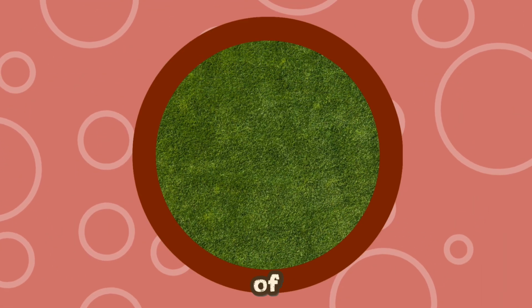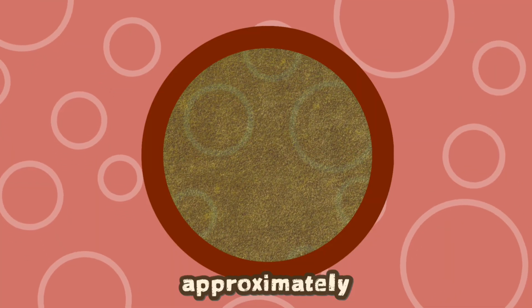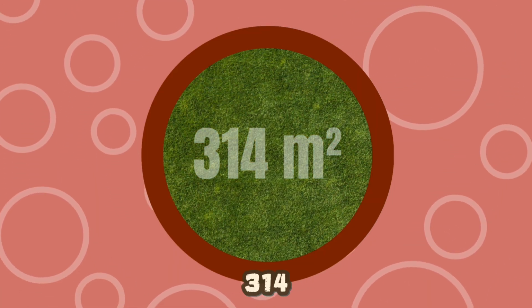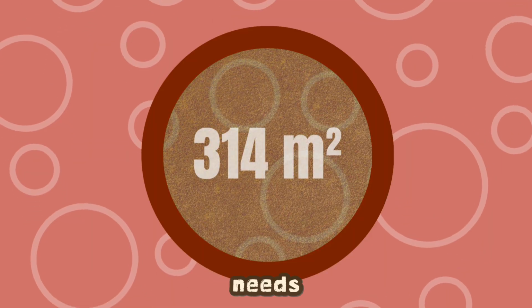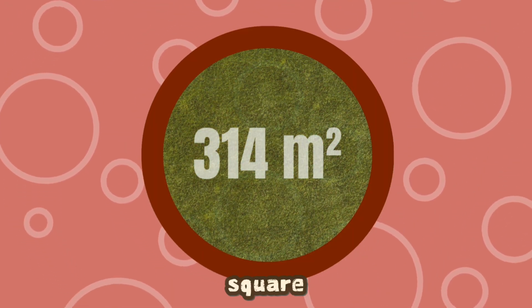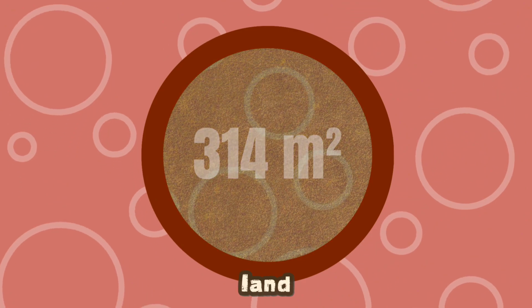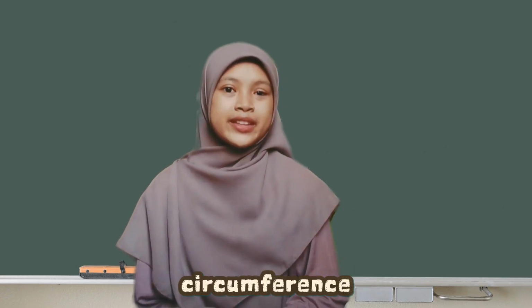So the area of the farmer's circular garden is approximately 314 square meters. So the farmer needs enough grass to cover about 314 square meters of land. Okay guys, now you know the parts of a circle and how to calculate its area and circumference.